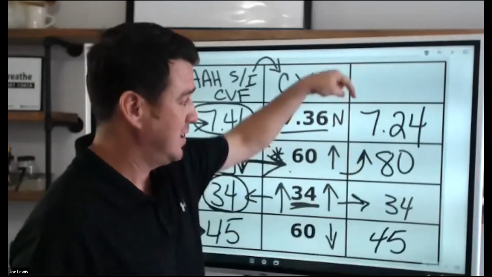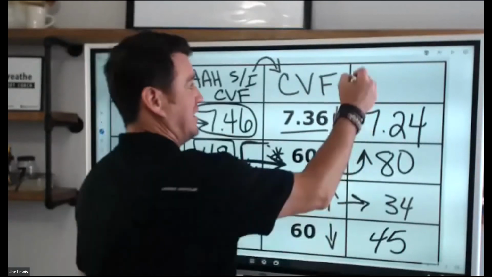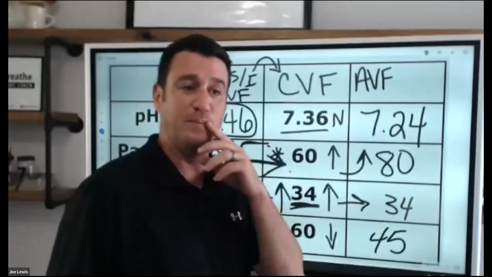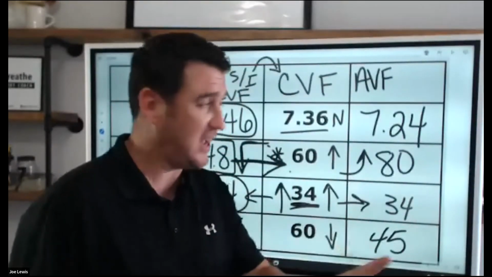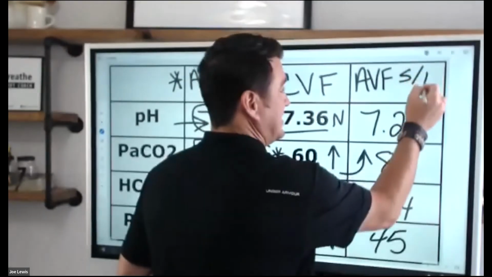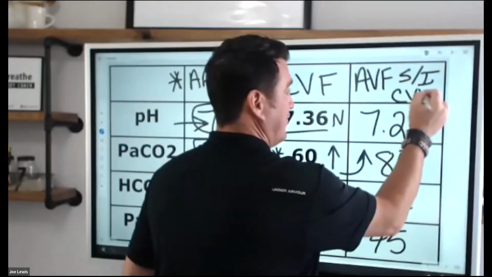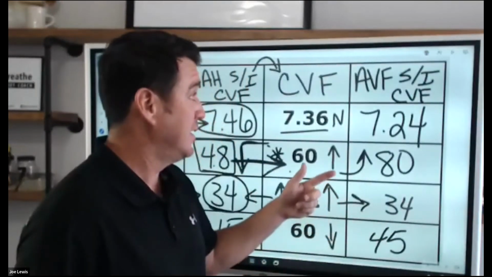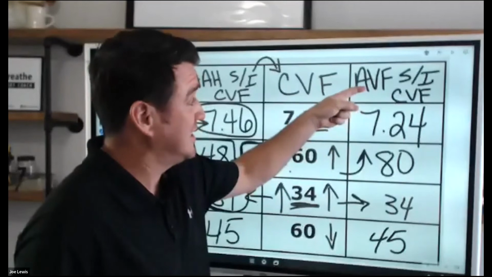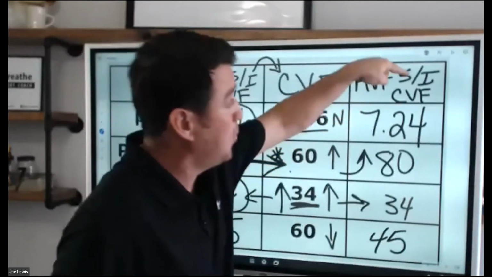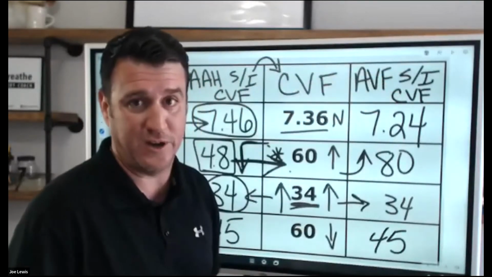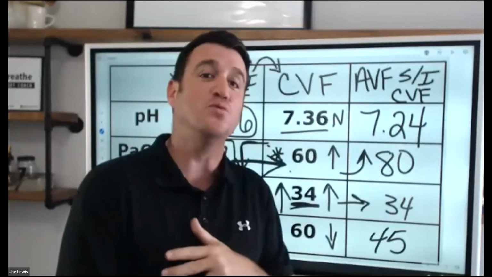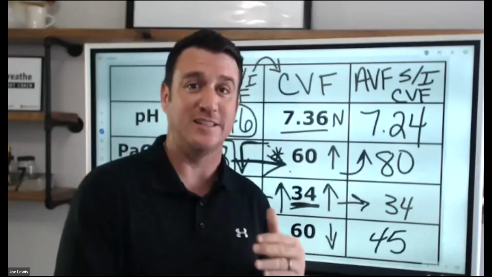High CO2, acidotic pH. What do we call this? Acute ventilatory failure. Oh, but don't stop right there, Joe, right? Don't stop there. We got to remember that this is superimposed on chronic ventilatory failure. Now, this is extremely important right here. The fact that we know that this is an acute ventilatory failure superimposed on chronic ventilatory failure is why it is super important to recognize that we do not want to normalize this patient's CO2.